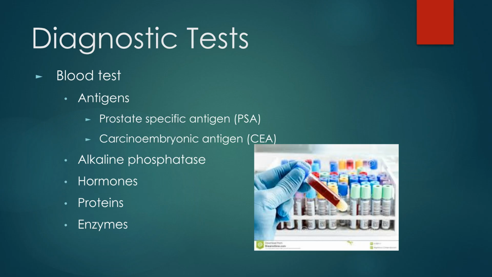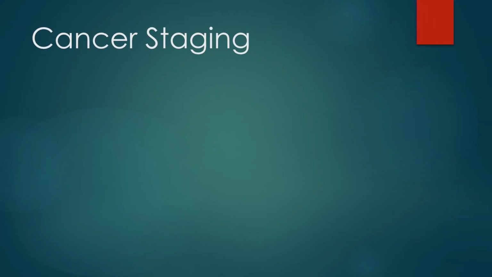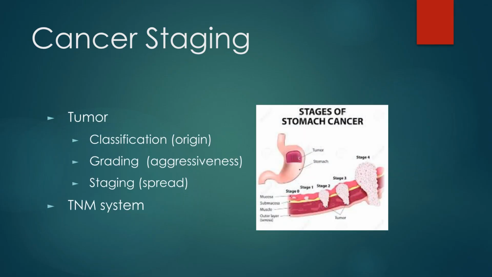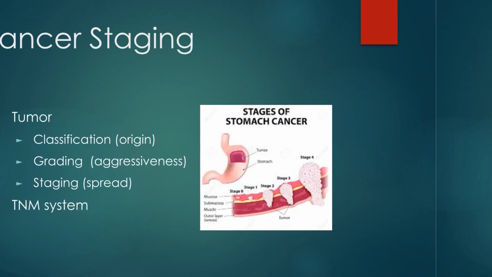Blood tests are crucial for detecting cancer, measuring antigens like prostate-specific antigen, PSA, and carcinoembryonic antigen, CEA, as well as alkaline phosphatase, hormones, proteins, and enzymes. Cancer staging determines the extent of the tumor, including its classification, grading for aggressiveness, and staging for spread. The TNM system is a common method used for this purpose. This visual illustrates how tumor size, spread, and lymph node involvement contribute to the cancer stage.